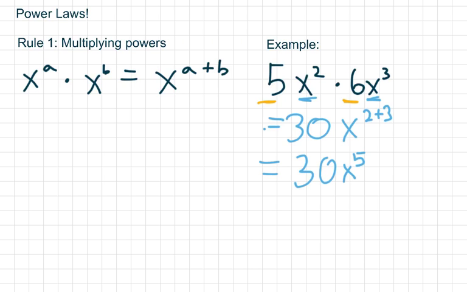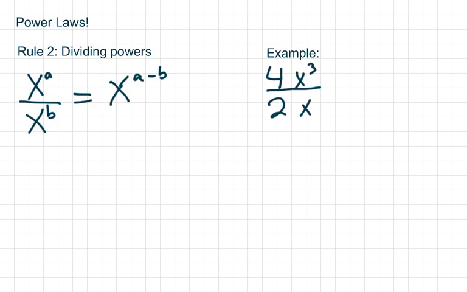Okay, pretty easy. So moving on, we have a very similar concept, and that is dividing powers. In this case, we have x to the a divided by x to the b, and that's going to be equal to x to the a minus b. Similarly to what we did in the last example, we're going to start off by separating it out. So we have the 4 and we have the 2, and our first step is to divide the 4 and the 2. So that gets us 2.